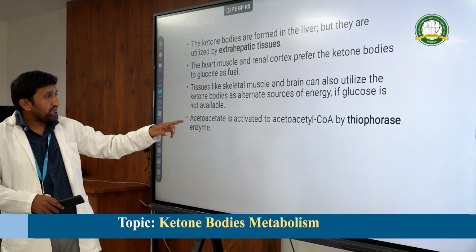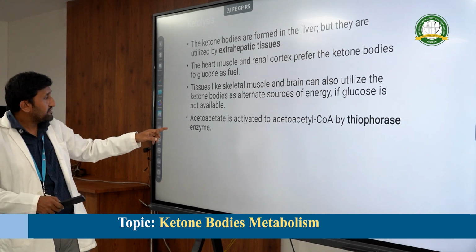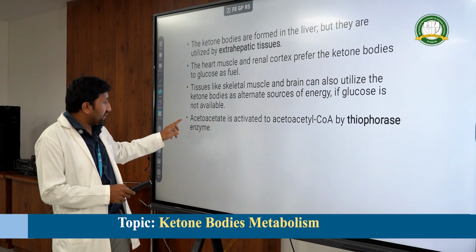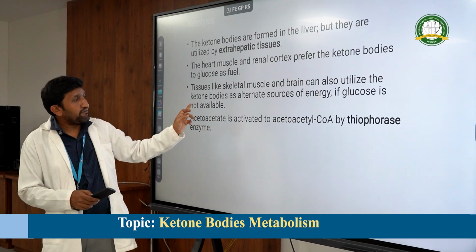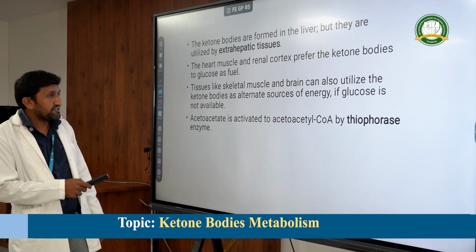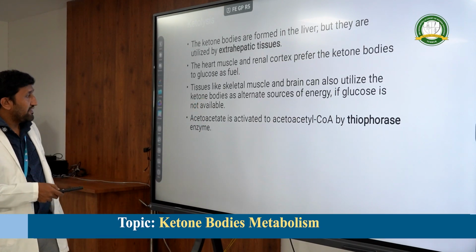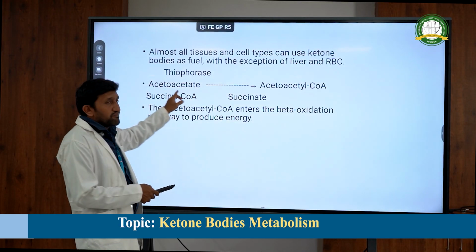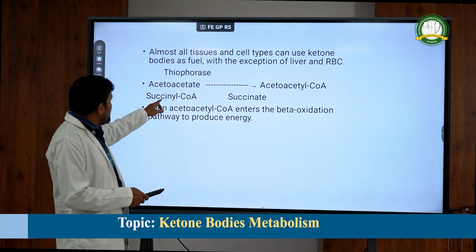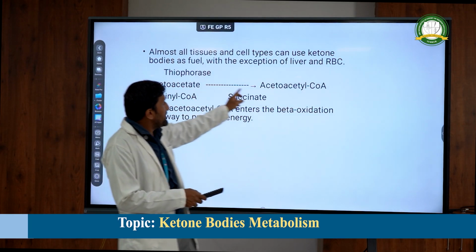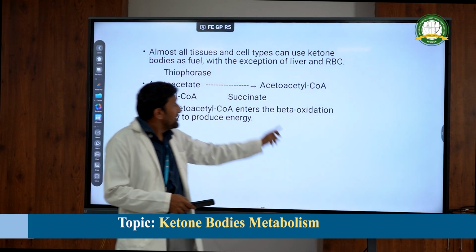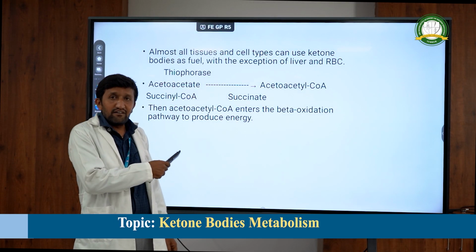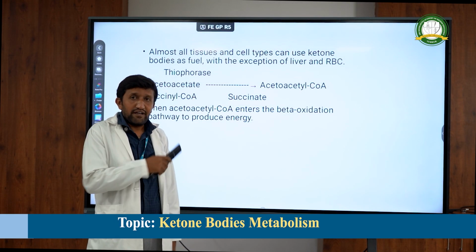Acetoacetate is activated to acetoacetyl-CoA by the thiophorase enzyme. This acetoacetate, the primary ketone body, is first converted into acetoacetyl-CoA by thiophorase. You can see here that acetoacetate combines with succinyl-CoA and is converted into acetoacetyl-CoA. This acetoacetyl-CoA enters the TCA cycle and gives energy.